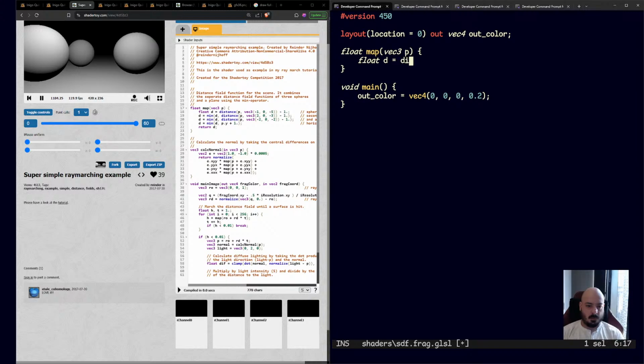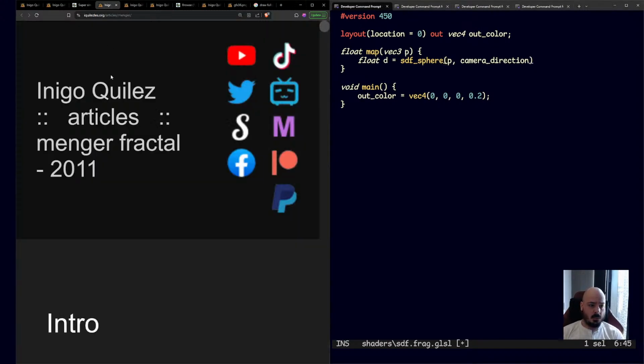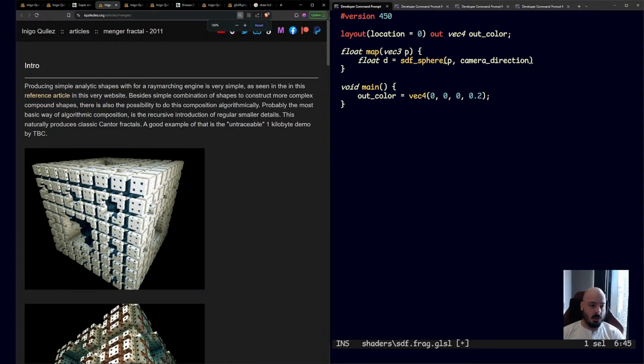So I'm just going to say SDF sphere P, and then this is going to be the direction that we're looking from. So we need a camera direction. And then, I don't know why they subtract 1. What is that about? This is really big now.